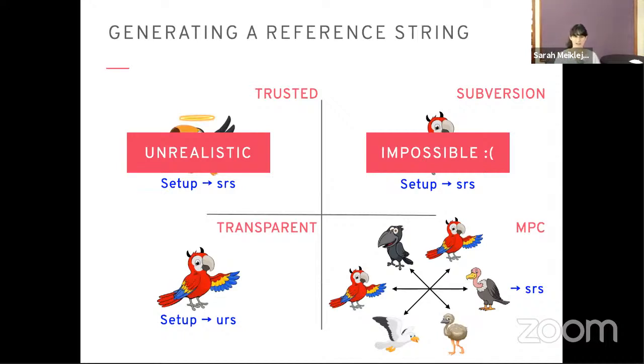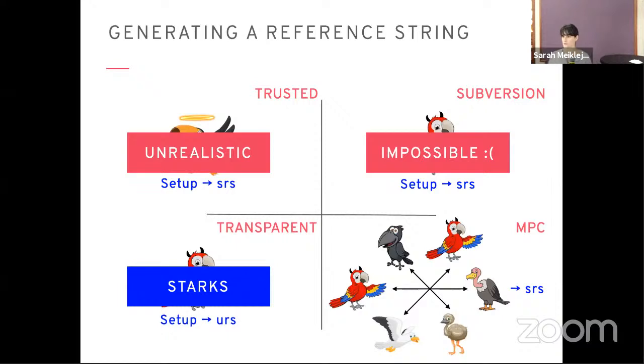So that's too bad. The next option is what's called a fully transparent setup. This basically says that rather than generating one of these structured reference strings, why don't we generate one of these uniform reference strings? Just like uniformly random numbers, or we could think of it even more simply as just the description of a hash function or something like that. So this is great. This is the gold standard for setup. The adversary can generate it entirely itself, and we don't care, because there's nothing they can do in generating the reference string that would give them any advantage in breaking soundness or zero-knowledge or anything. So this is a really compelling idea.